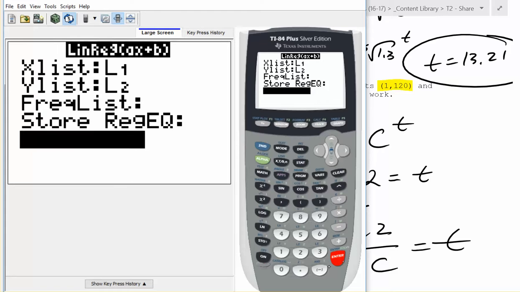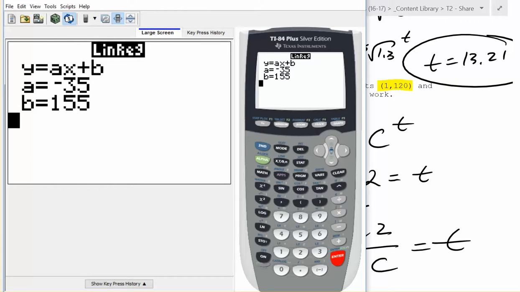Enter. Calculate. Oh, I have to press enter. Oh, look at that. You gave me that. Now, are there other regressions we can run? Yeah, so that tells us that it's negative 35x plus 155.